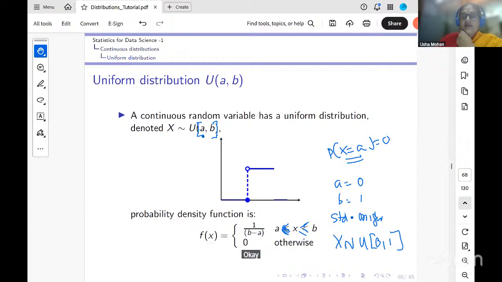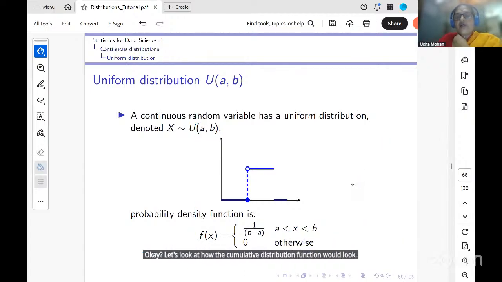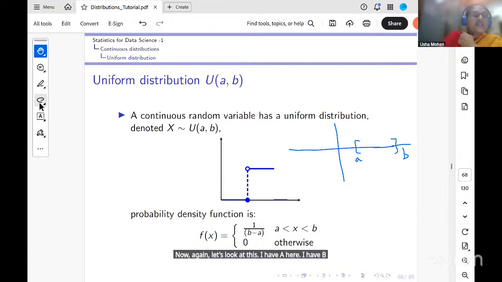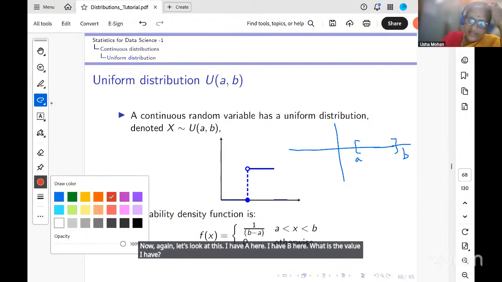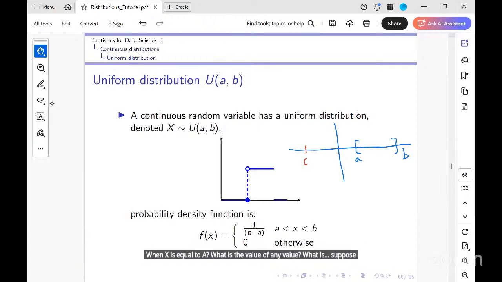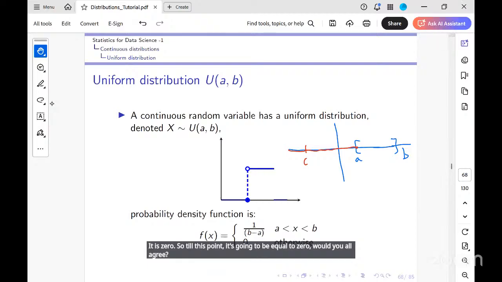Now again, let's look at the cumulative distribution of X, which is uniform between A and B. Let's look at how the cumulative distribution function would look. I have A here, I have B here. What is the value I have till X is equal to A? Suppose I have a C here, what is the value? It is 0. So till this point it is going to be equal to 0. Would you all agree?